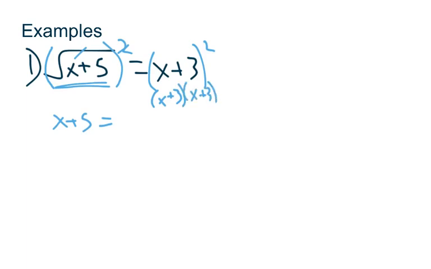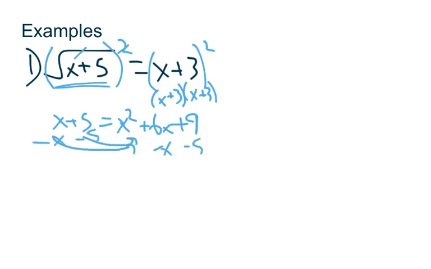So we actually have to FOIL that out to get x squared plus 6x plus 9. Now we're at step 3, set equal to 0. So I need to move everything over to one side of the equation. So I'm going to subtract x, I'm going to subtract 5, and so I'll have 0 equals x squared plus 5x plus 4.